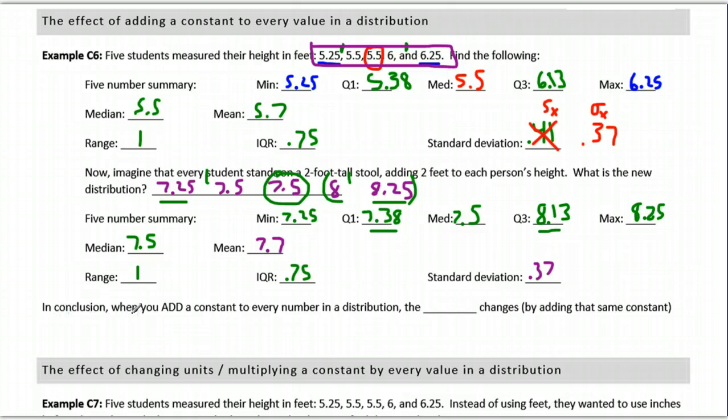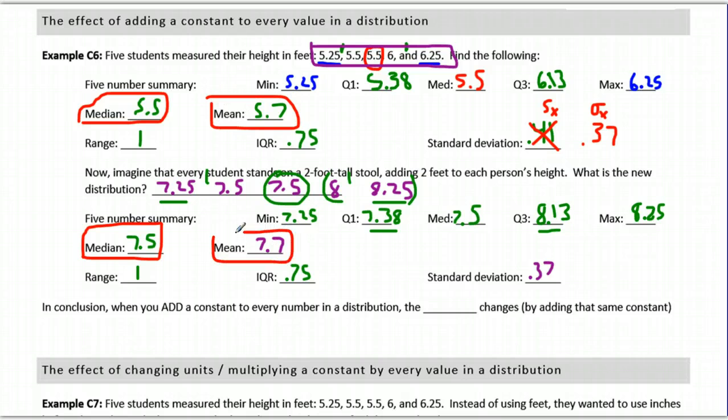So in conclusion, when you add a constant, a number like 2, to every number in a distribution, what are the things that change? The median changed. It went up by 2. The mean changed. It went up by 2. The mean and median are measures of center, so the center changes by adding 2. If we add 2 to every number, the center will go up 2. If we subtract 4 from every number, the center, both mean and median, will go down 4.